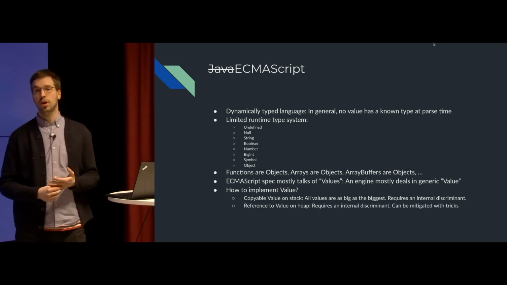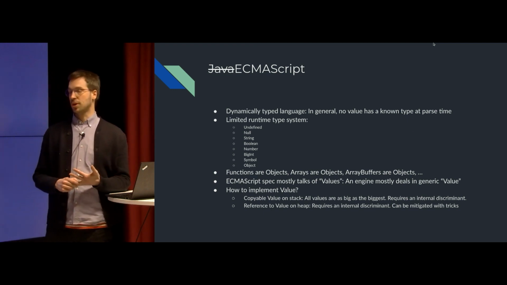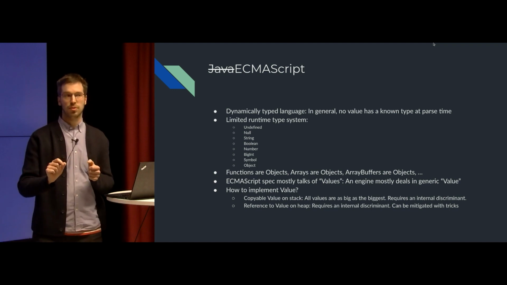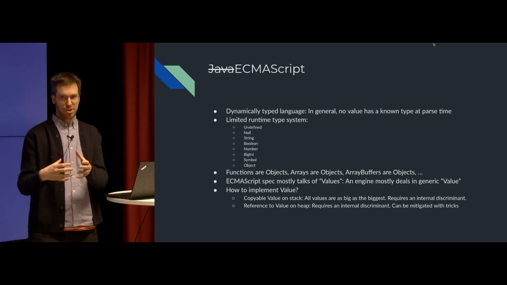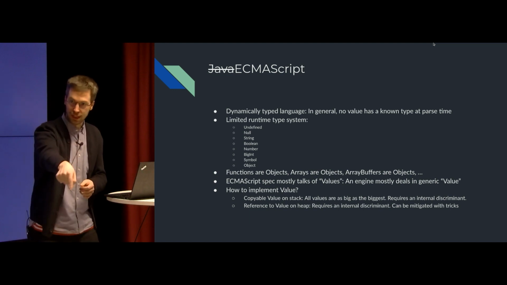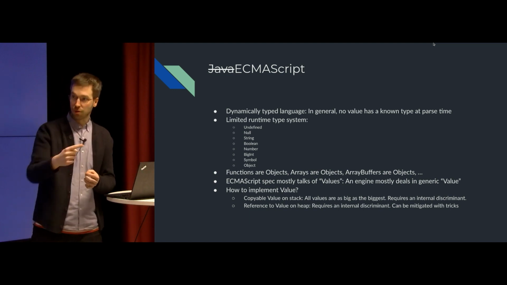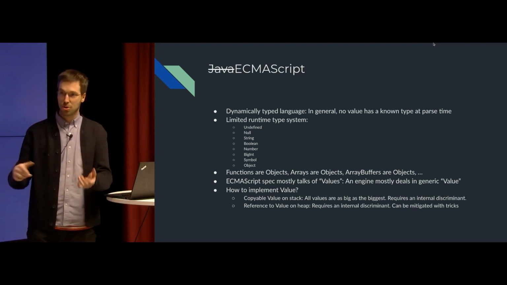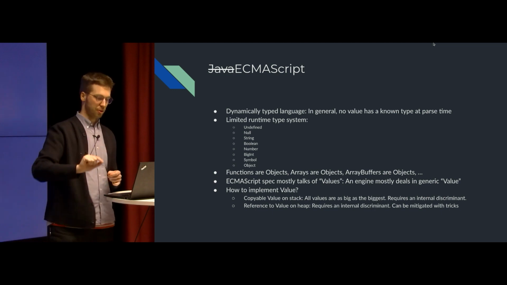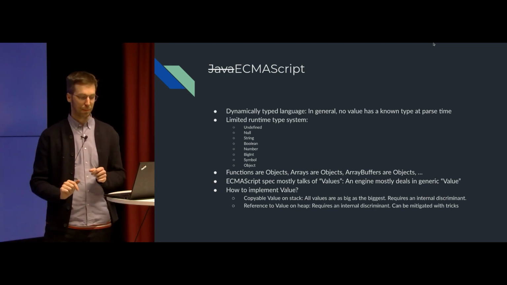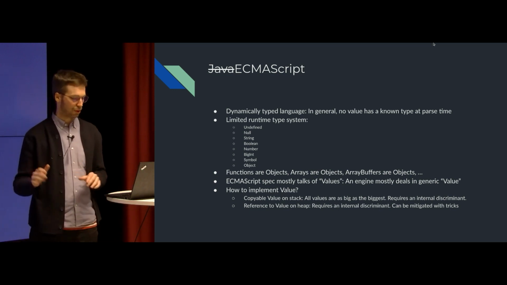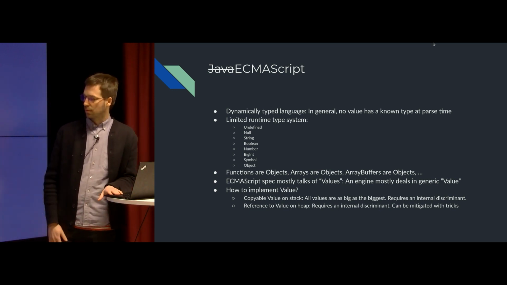Another choice is to have your value be a reference to the heap. So your value is just a pointer, and then the heap is where your data is. Now your pointer can be typed, so its size doesn't change, and you still need an internal discriminant there on the heap. You can do some mitigations here, though, to maybe get rid of some of those. But that's another option.